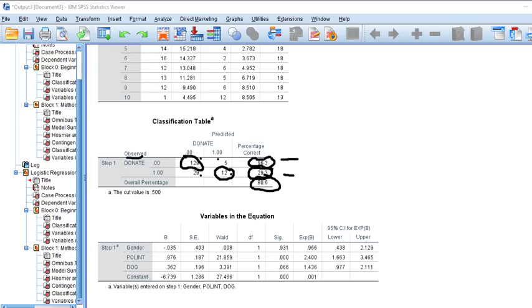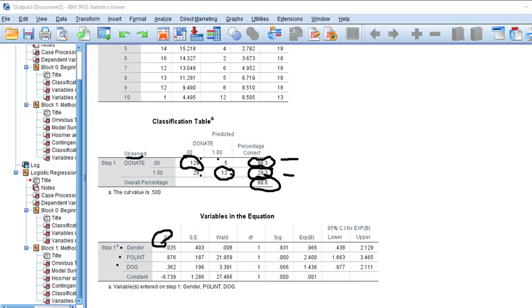So kind of moving down, you can see our variables in the equation. Some of our output is indicating that we have good overall fit, and we also want to look at the fit within the model in terms of the individual predictors. So you can see that we have gender, political interest, and dogmatism. These are our predictors, and these are the regression weights for the model.